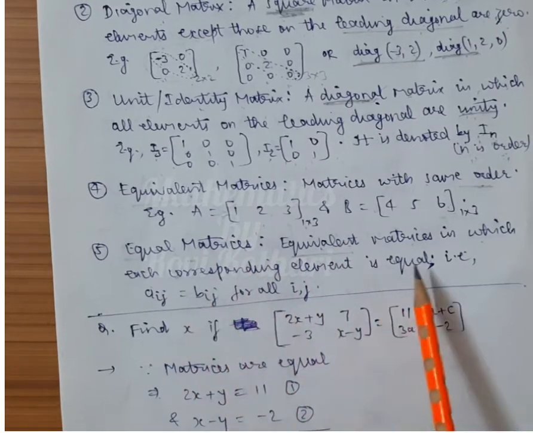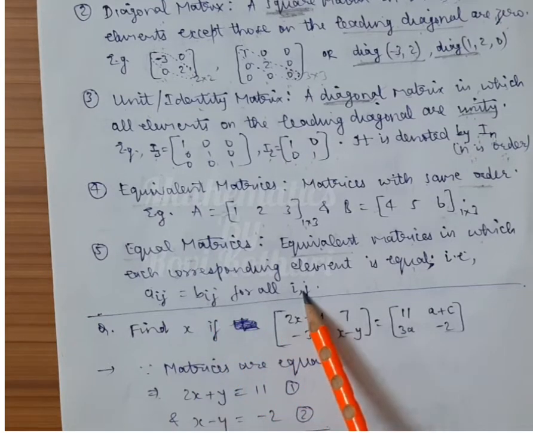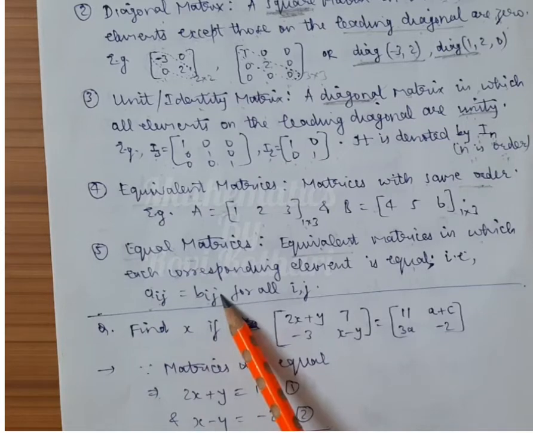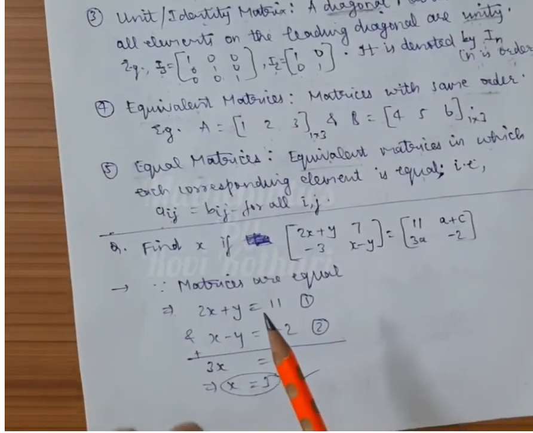For example, that means in short, I can say that Aij will always be equal to Bij for all ij. Aij denotes the element of the first matrix. Bij denotes the element of the second matrix. So it should be same for each ij. Let's see a question on equal matrices.